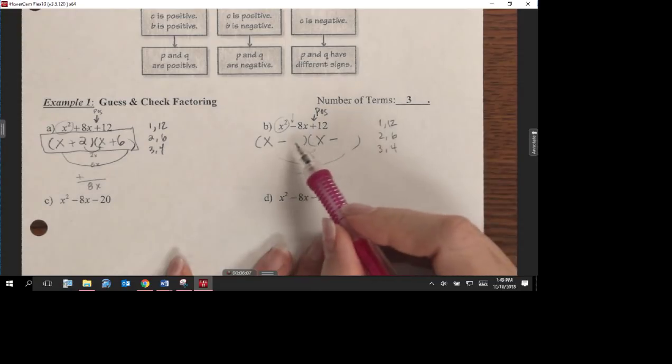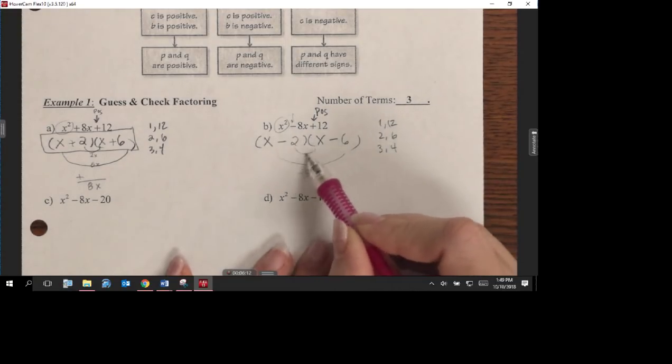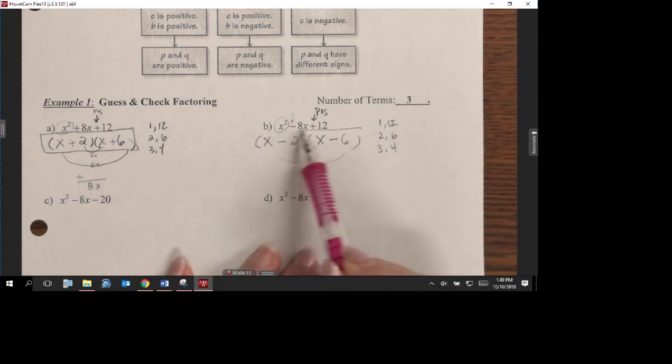So what do you think we should put in? A minus 2 and a minus 6. So when I multiply this back together, I get negative 2x and negative 6x. That works. So we have it factored.